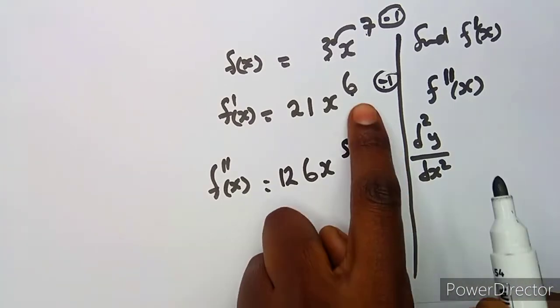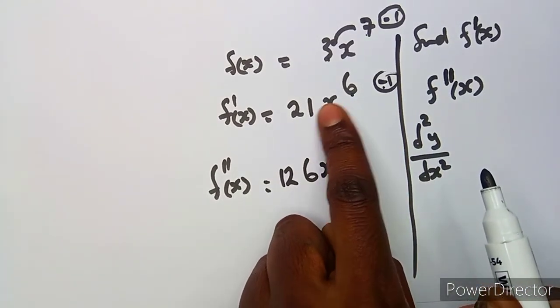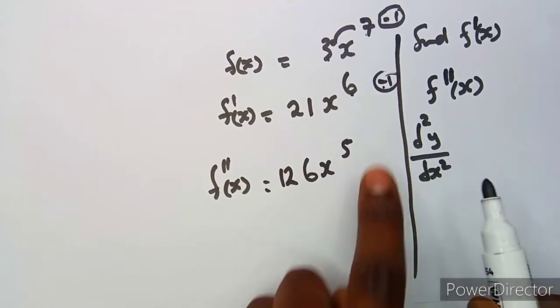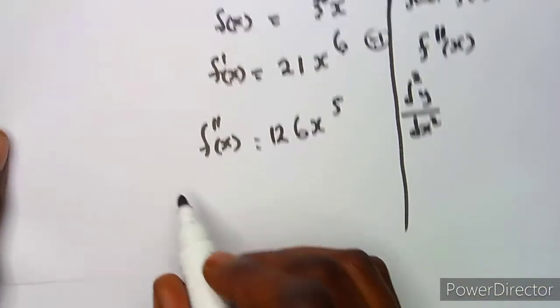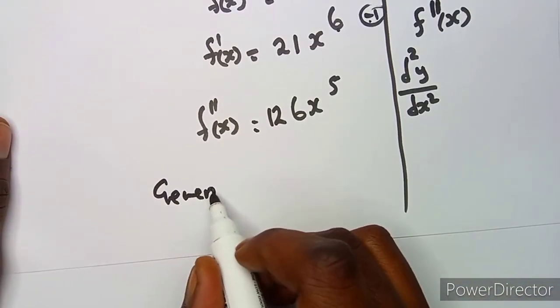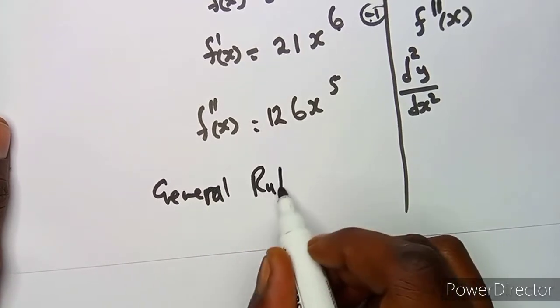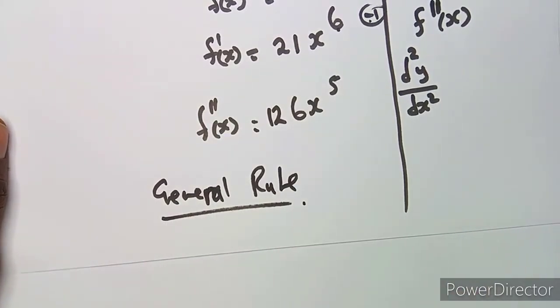So take note, you multiply by the exponent, you subtract 1 on the exponent. That is the general rule. That's our general rule of the derivatives. So now with this general rule, it can be like this case.